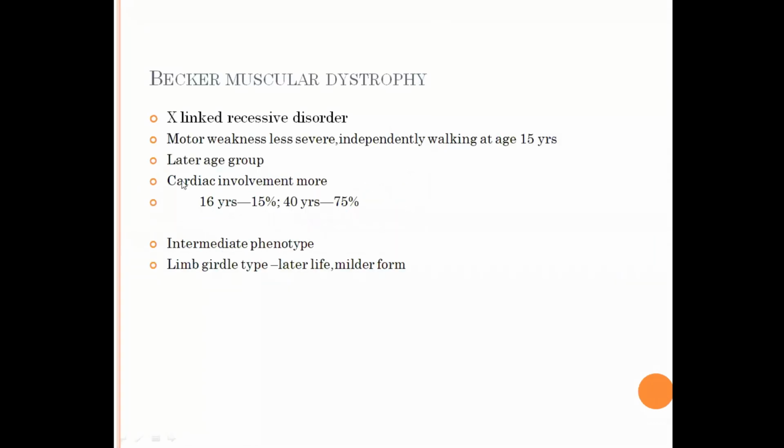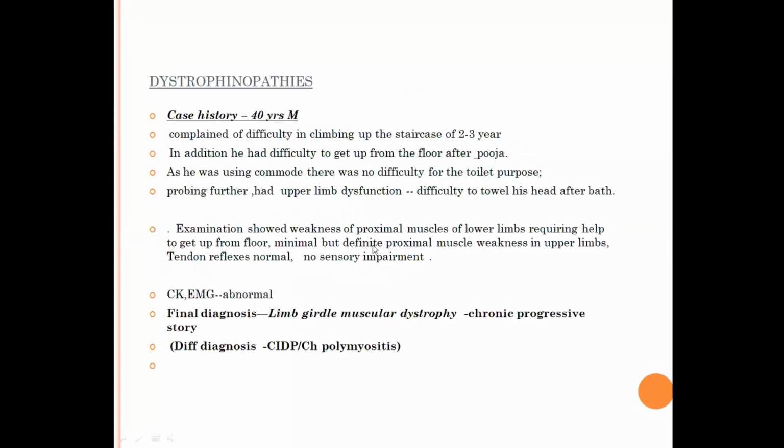Becker is nothing but a Duchenne with a lesser severity because the dystrophin protein is there but in lesser quantities. So it comes at a later age group, and the limb girdle is a step further.